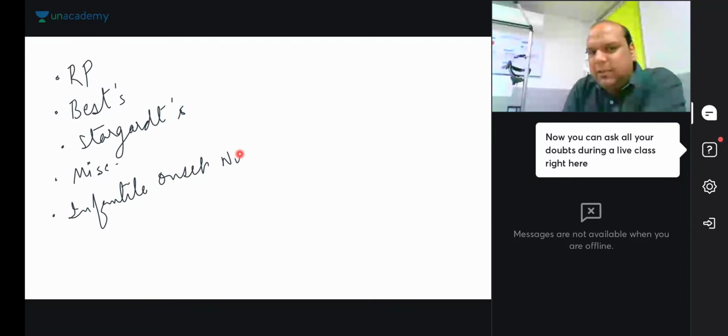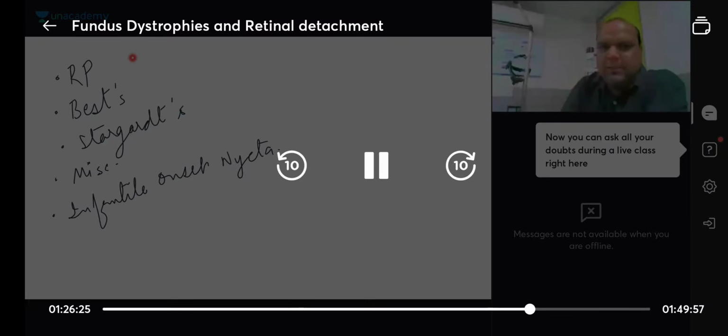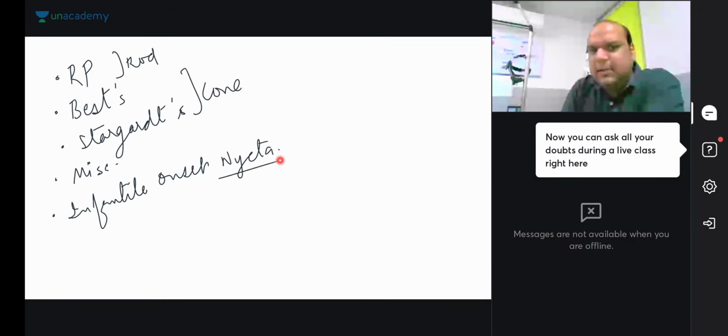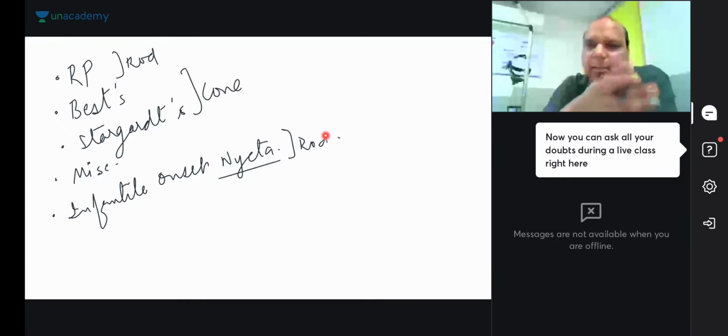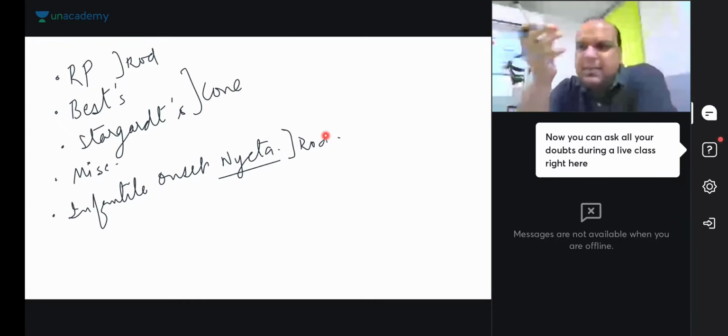If you understand it, in one way or the other, the main thing in all these is either rod cell or cone cell. This will be rod cell. Both these will be cone cell. And because this is nyctalopia, the problem is in the rod cell. So whenever the problem is in the rod cell, the problem will be night blindness. But whenever the problem is in the cone cell, the problem will be color blindness or day blindness. And that is the basic ethos of this group, fundus dystrophies.